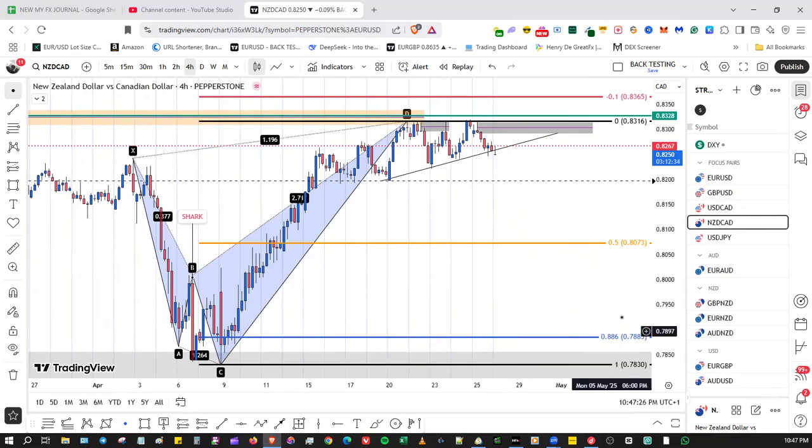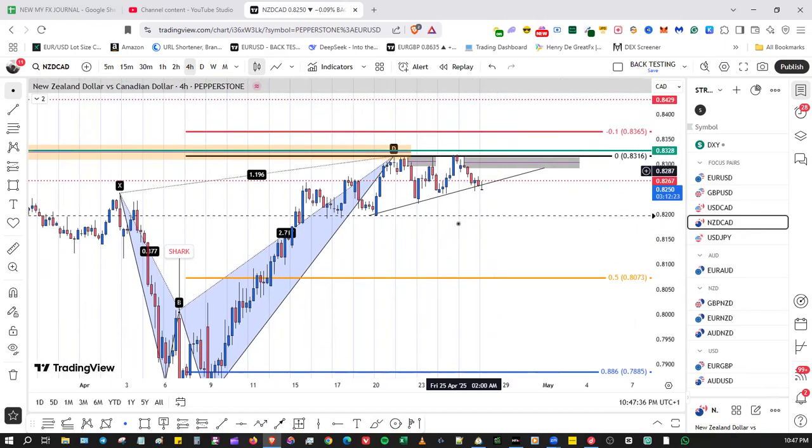Final target is at 0.7885. Look out for 0.8073 as partial profit. Okay, so this sell still holds until price takes out 0.8365. This sell still holds.